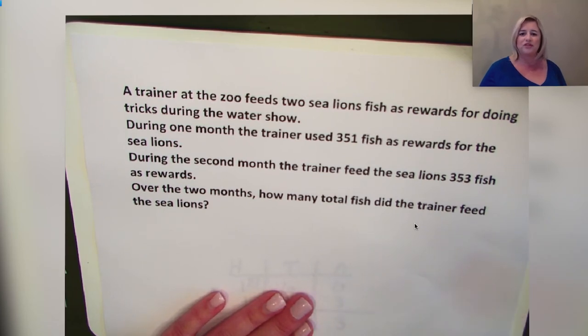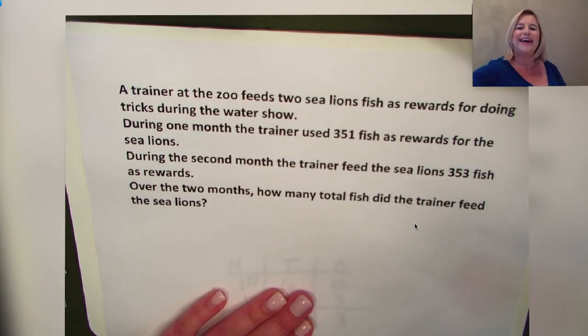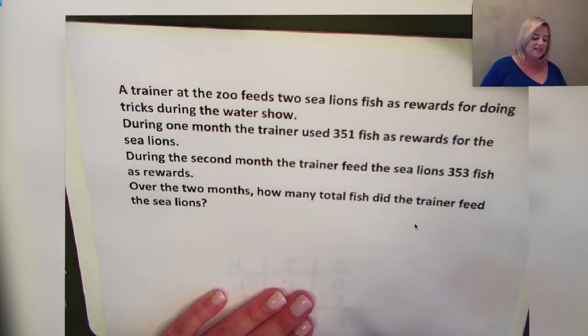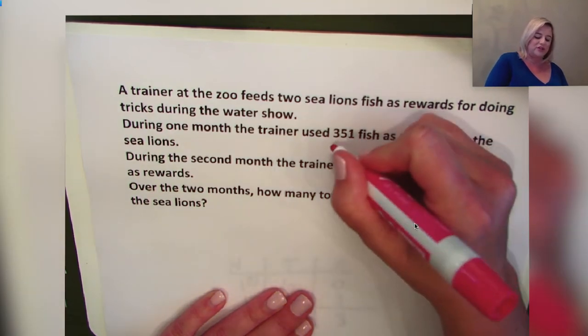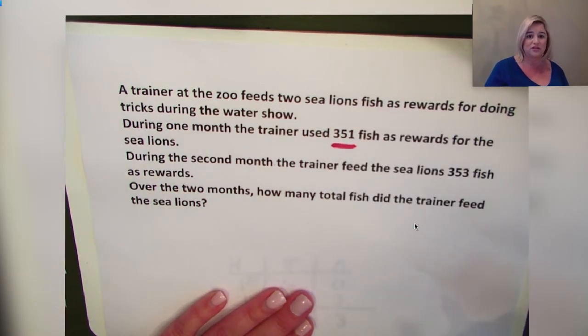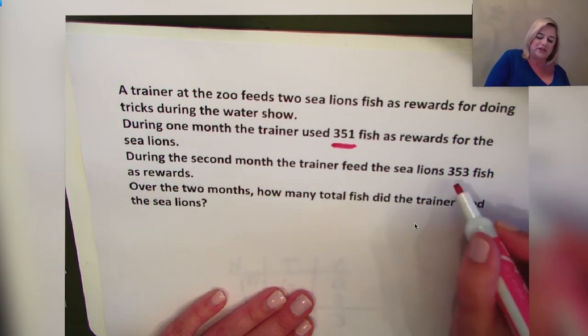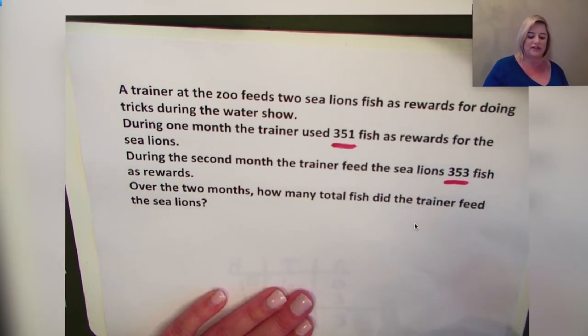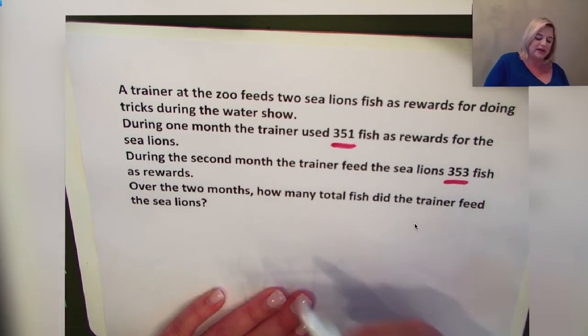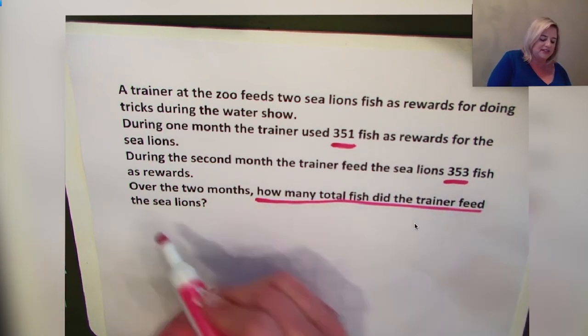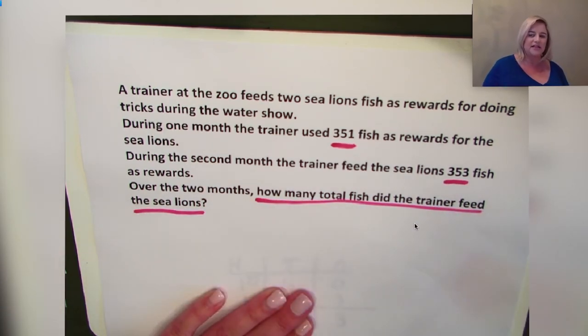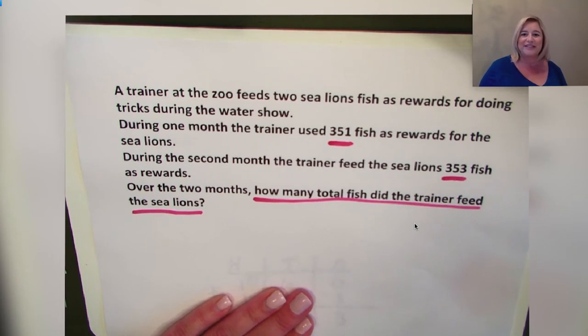So what do we need to do first, boys and girls? Excellent. We need to make sense of our problem. So let's go back to the text. So we see that during 1 month, the trainer used 351 fish. And the second month, the trainer used 353 fish. Over the 2 months, how many total fish did the trainer feed the sea lions? So that's the question we're trying to answer.